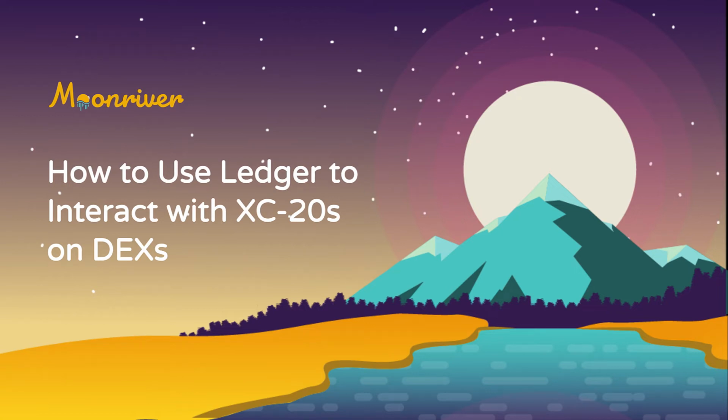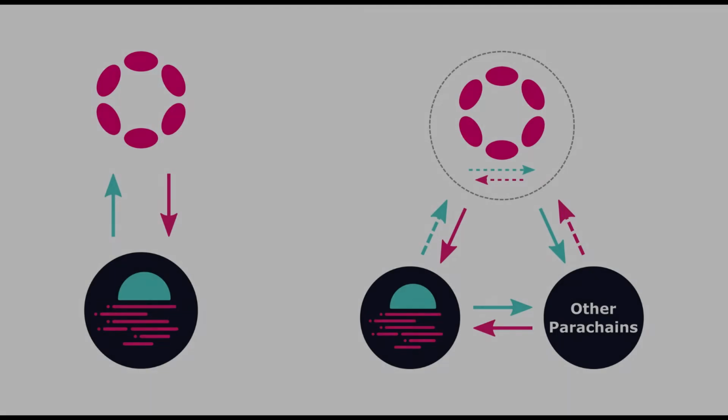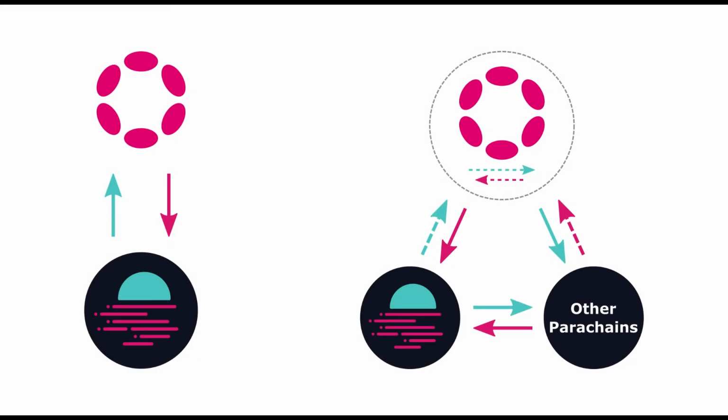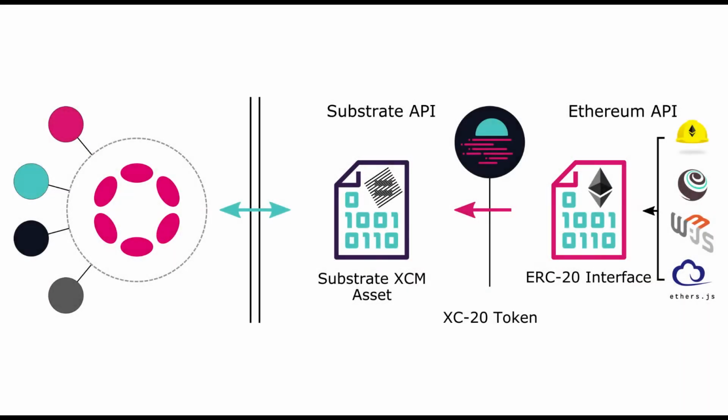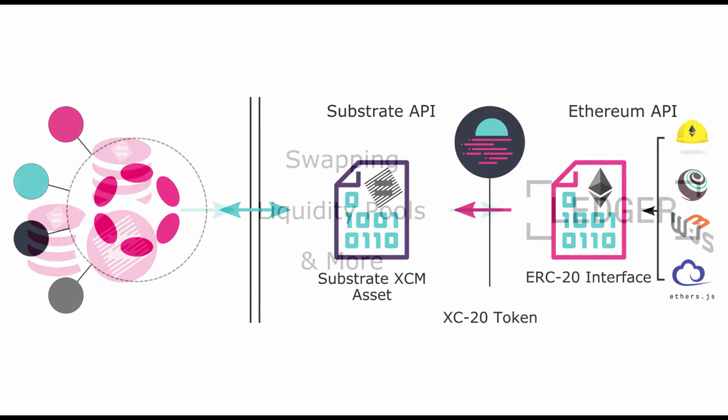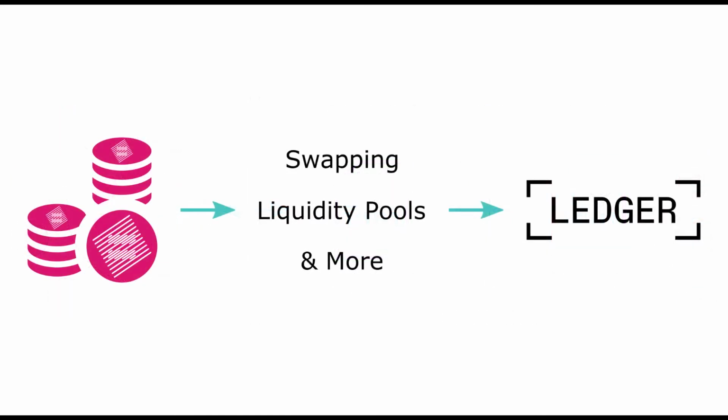In this video, I'll be showing you how to use your ledger device to interact with XC-20s on decentralized exchanges on Moonriver. XC-20s are native substrate assets that can be transferred between a parachain and the relay chain or other parachains connected to the same relay chain. They have an ERC20 token interface to maintain Ethereum compatibility, so you could interact with XC-20s as you would any other ERC20. And thanks to Moonbeam's Ethereum compatibility and unified account system, you can do so much more than just swapping on DEXs with your XC-20s.